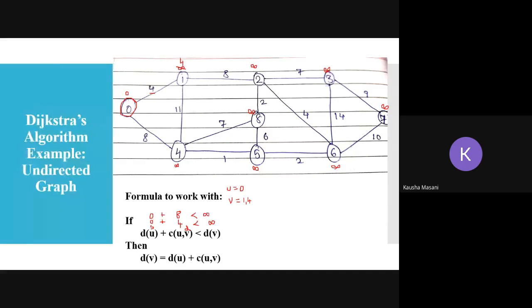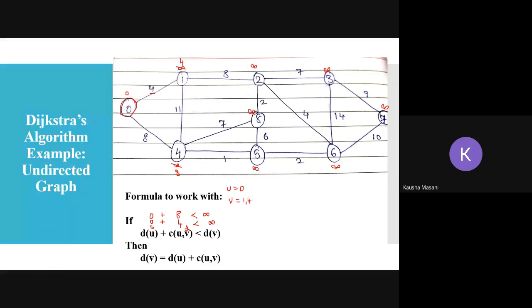So obviously 8 is less than infinity, so you are going to update the distance 0 to 4 as 8. Okay, done. Now, how are you going to choose your next single source? If there was one more vertex on this side of 0, you would have explored that also. But now all the nearby edges of 0 are explored, so we have to choose another source. How are we going to choose it?